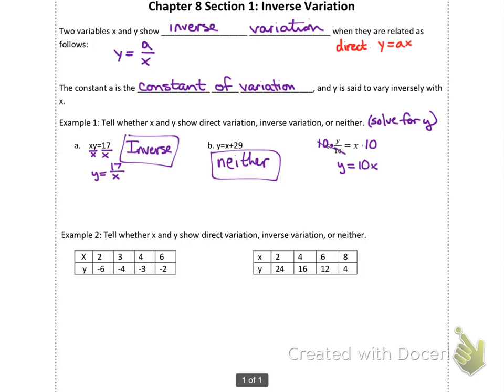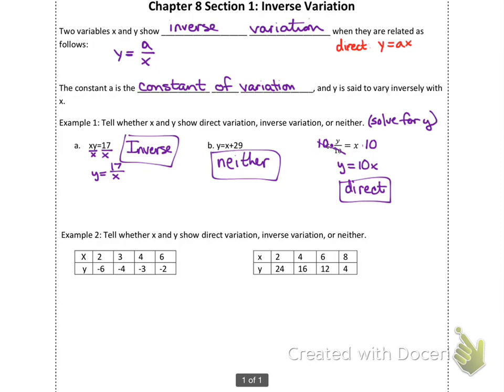Well, that does not look like division. In fact, it looks like multiplication. So this must be direct variation. And then we're done. So that's how you would describe that. You just solve for y, and then see what your equation looks like.